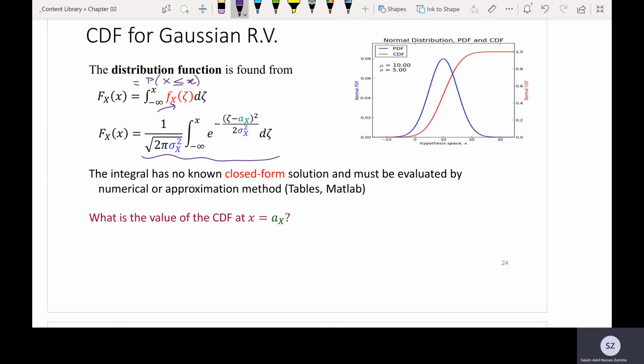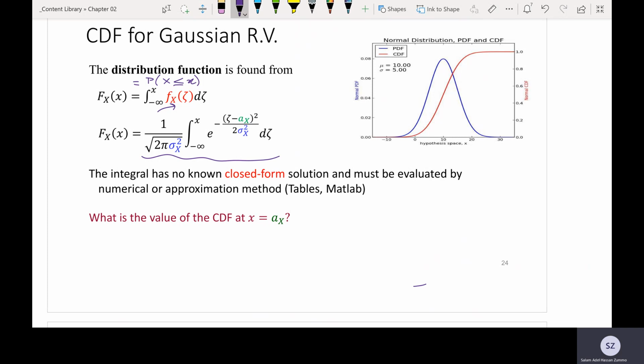Unfortunately, this CDF doesn't have a closed form solution, so it doesn't give you a number value. You cannot solve this integral because it's an exponential with the square of the argument. We don't have a closed form for that. Because of that, the only way to find the solution is numerically. Basically, you solve it numerically and just put tables for specific x. What is the value of the CDF?